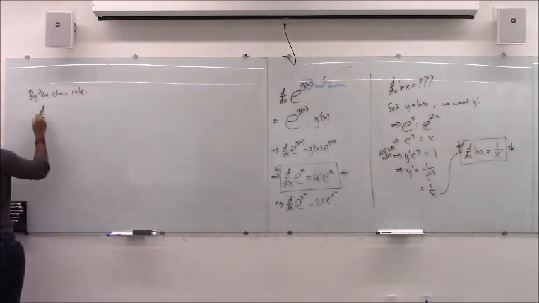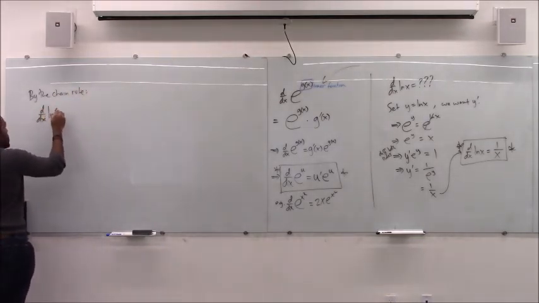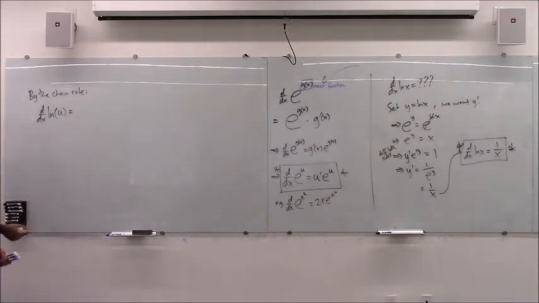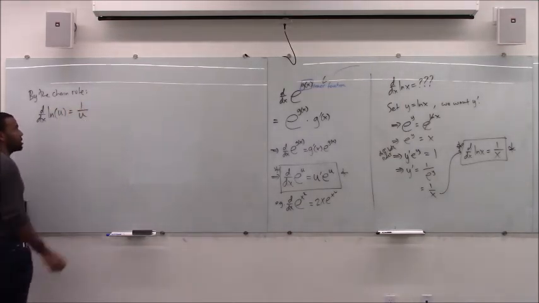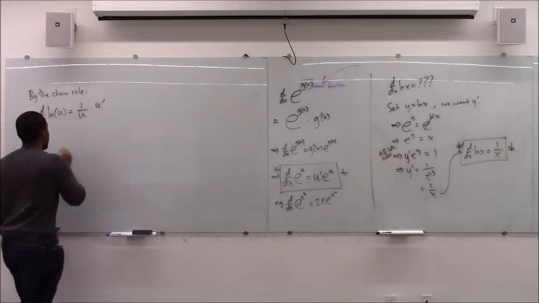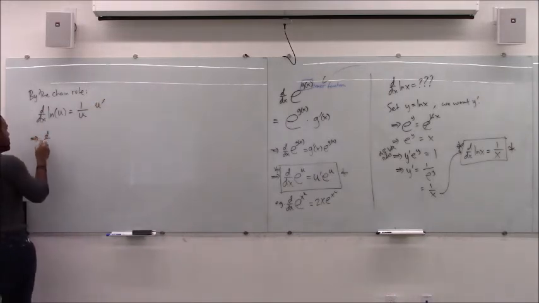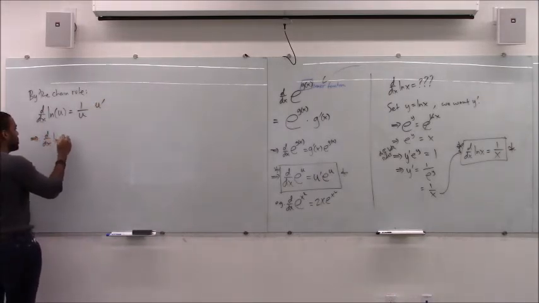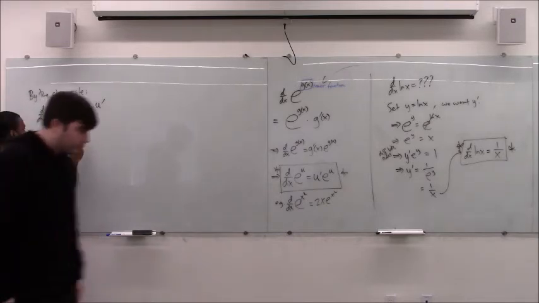What would the derivative of ln of some random function be? Well, it's going to be the derivative of the outer function, which is just 1 over the thing, multiplied by the derivative of the inner function. The inside function is u, so that's u prime. So in other words, the derivative of ln of some function is u prime over u.